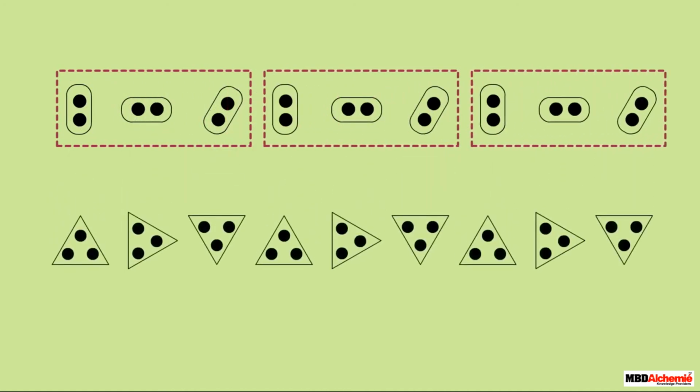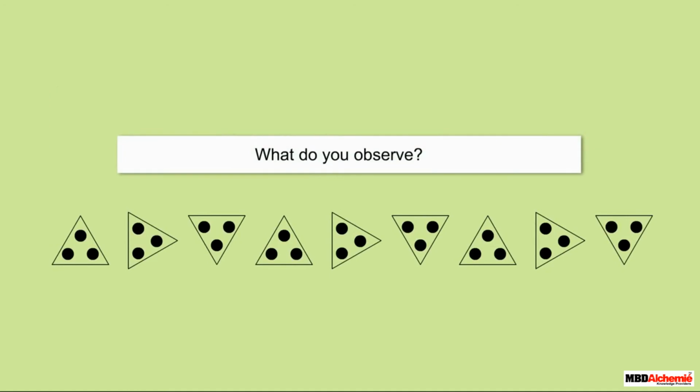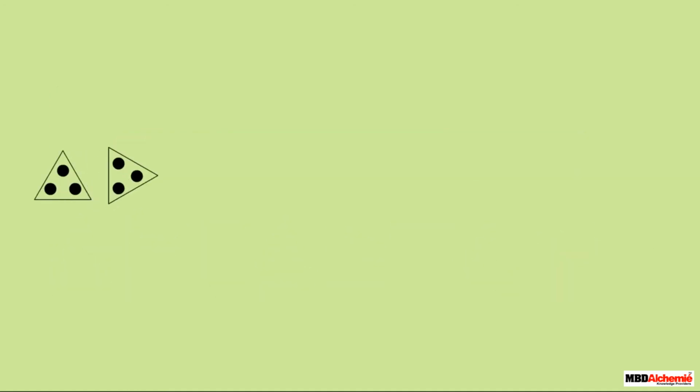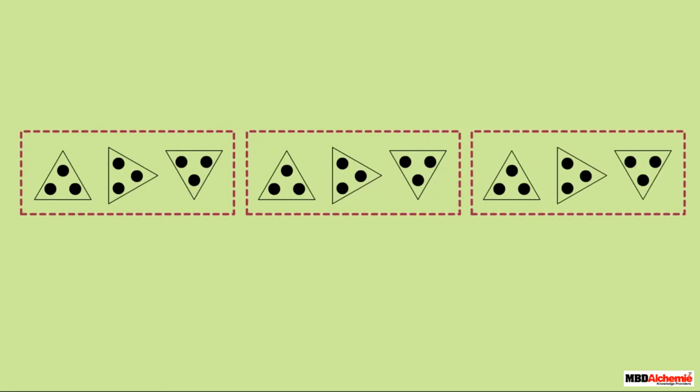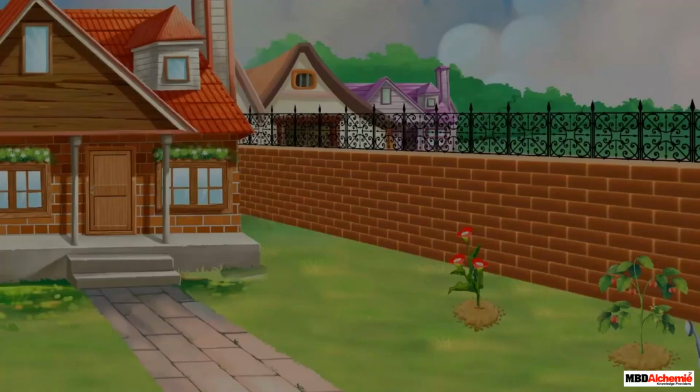Let us see another pattern. What do you observe? First, a 1/4 turn and then again a 1/4 turn. This makes a group. When we repeat it, we get a pattern.